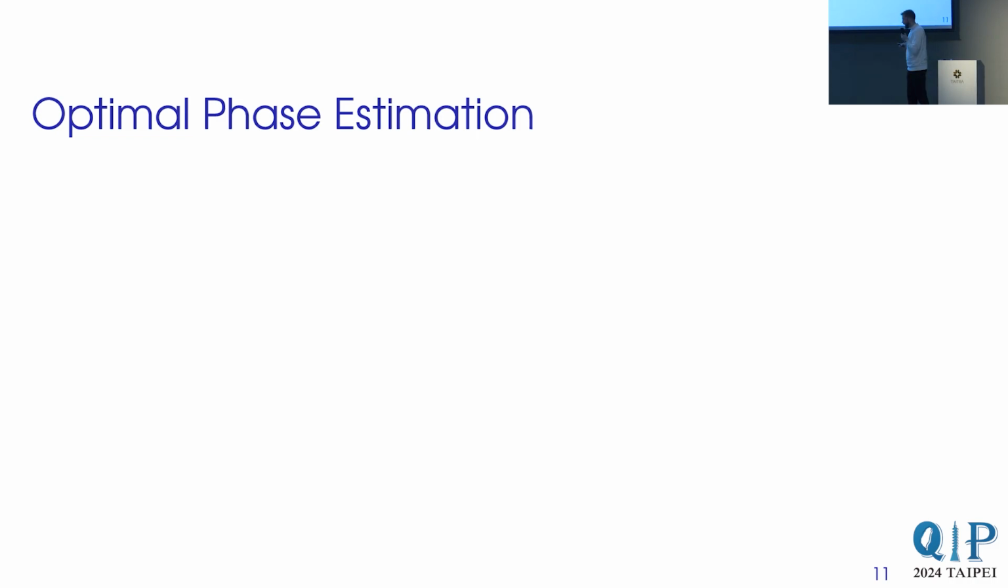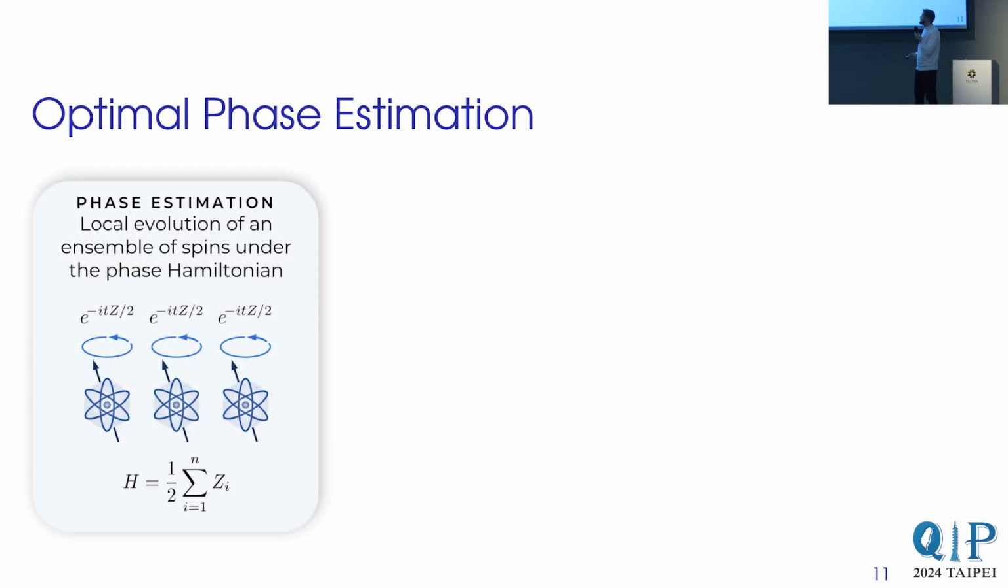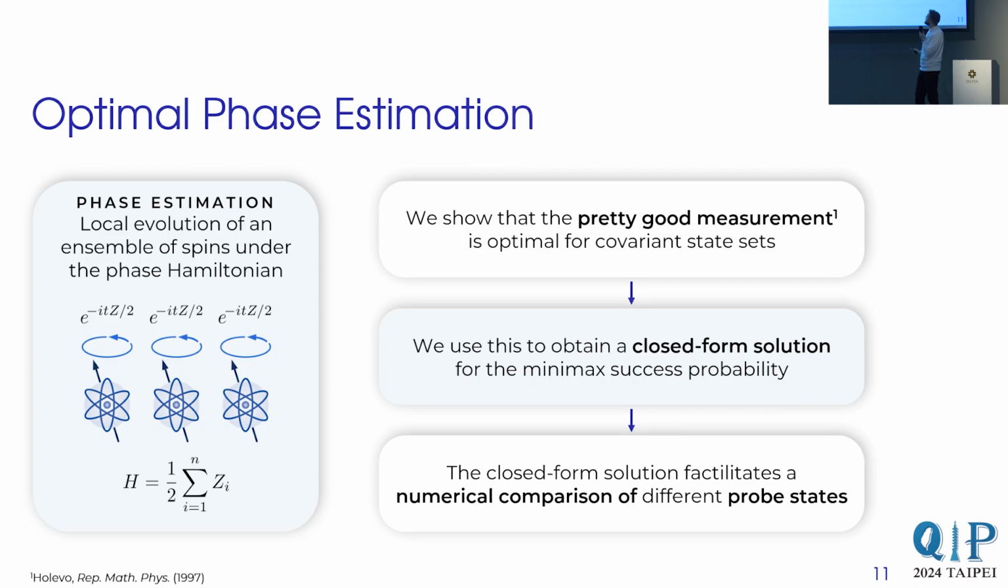Now, I want to come back to this phase estimation example that we had at the beginning of this talk and how to do it in an optimal way. So we recall what we understood as phase estimation. We have this ensemble of spins undergoing this local evolution. And now in our paper, we show that a pretty good measurement, so basically choosing the POVM effects proportional to the actual state projectors, is optimal in this case.